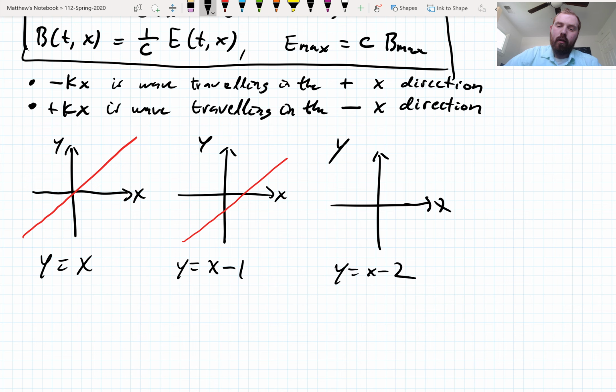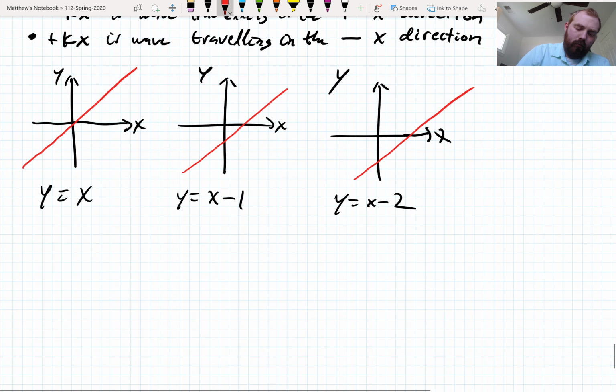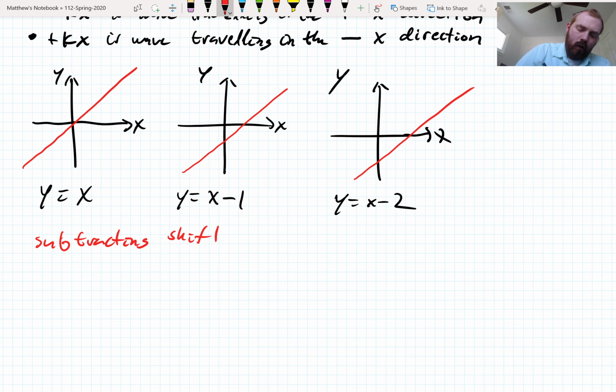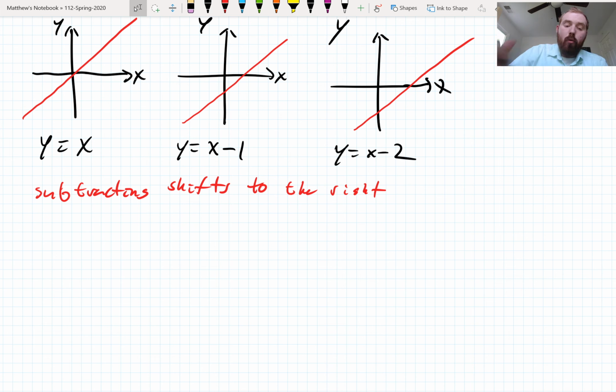Try again. We'll shift it one more time and go x minus 2. And now we have a curve that's further and further to the right. So by subtracting, we're taking our function, our plot, and just shifting to the right every time. Emphasis: subtracting shifts to the right. All right. We'll do one more practice problem, then we'll call it in here.